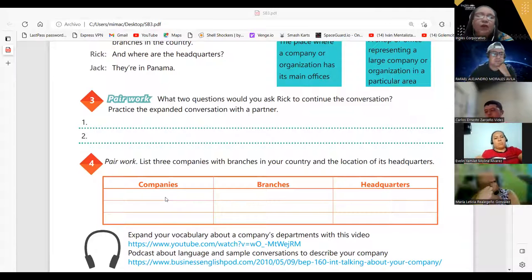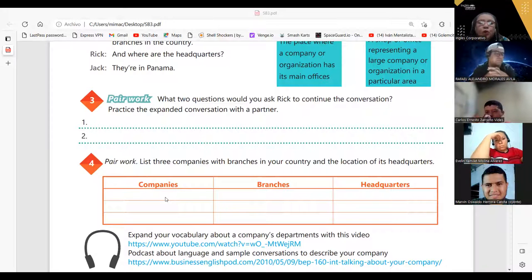Banco Agrícola, teacher. The branches? San Salvador, or El Salvador, or Latin America. Yeah, very well. And the headquarters for Banco Agrícola? Colombia. Colombia, excellent, very well. Now another company.